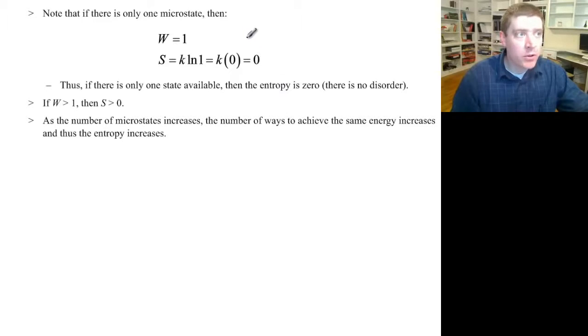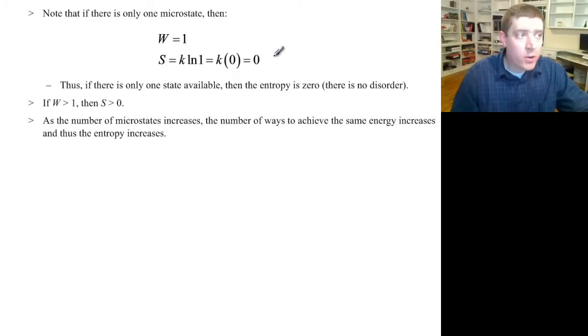Also note that if we have only one microstate, then W is 1. And so the entropy is equal to k times the natural log of 1. Natural log of 1 is 0, so k times 0 is 0, which means that the entropy of a system with only one microstate is 0. That makes sense. If there's only one state available, then there's no disorder. We know exactly which state the system is in. If there is only one microstate, the system always has to be in that state. There's no disorder at all. There's no uncertainty about what the system looks like.